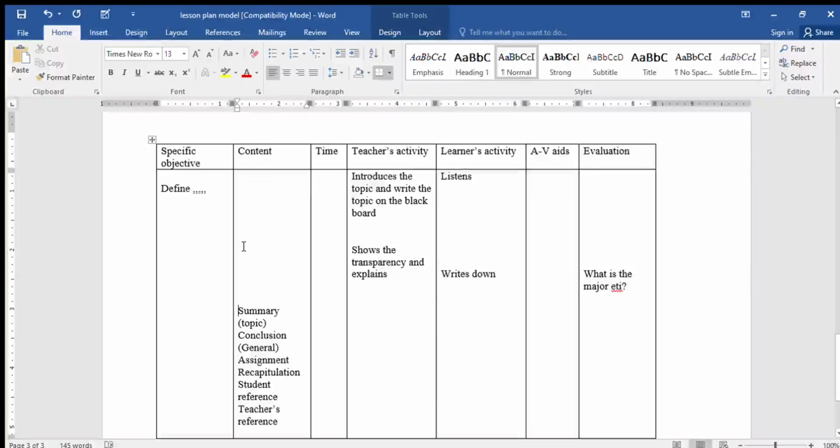The content we have to write, the time, how much time you need, and the teacher's activity show the transparency and explain, or reads or explains, then demonstrates. And the students listen and write down the notes. Keep in mind this should be in the present tense and ABS, which abbreviates an evaluation question.